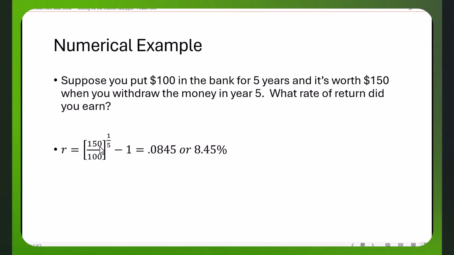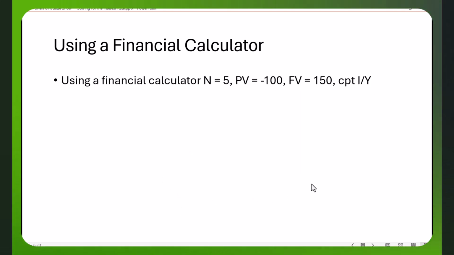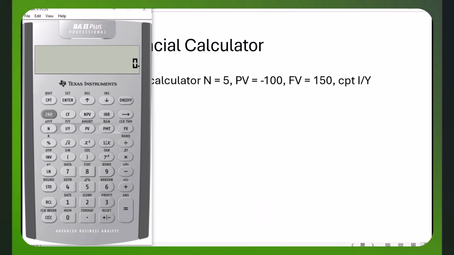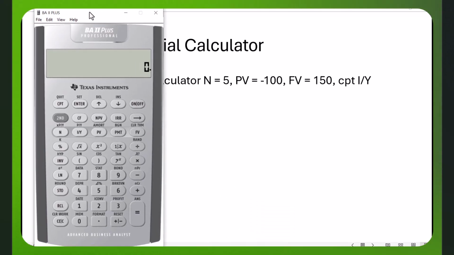So using that formula, future value over present value, 150 over 100, raised to the 1/5 power, minus 1, we get 0.0845 or 8.45%. If we'd like to do this on a financial calculator, it makes it a little bit easier for us. To clear the workspace, we're going to use these time value of money function keys, N, I/Y, PV, PMT, FV. We don't need PMT, we don't have an annuity. So to clear this, it's second clear TVM. So above the FV key, it says CLR TVM.